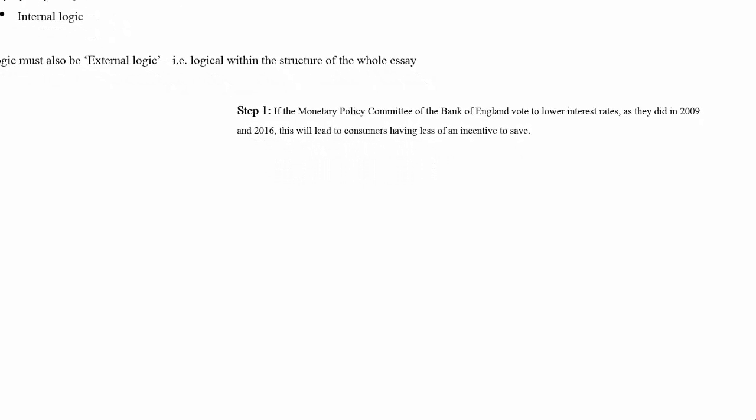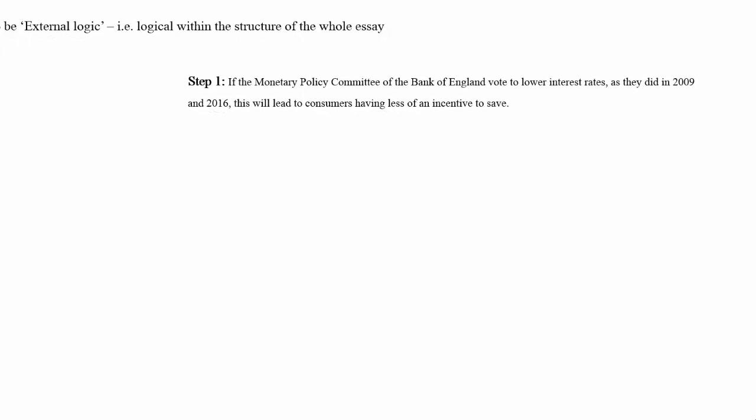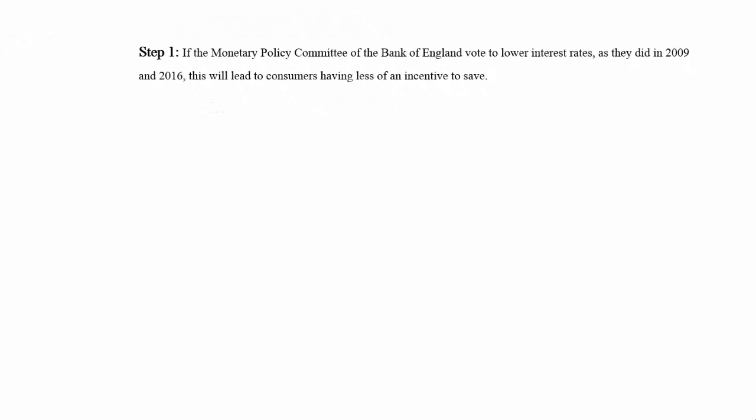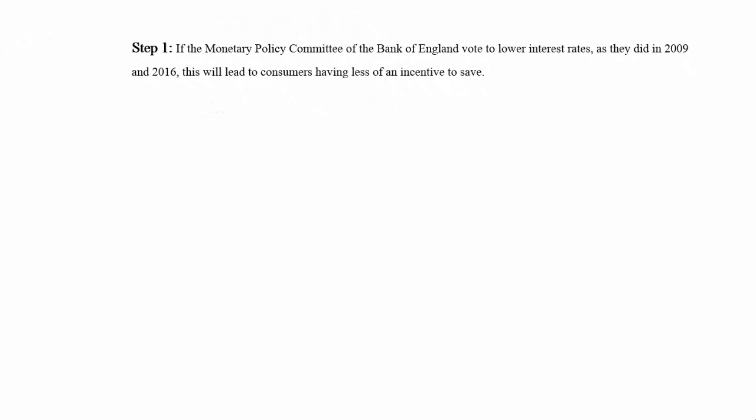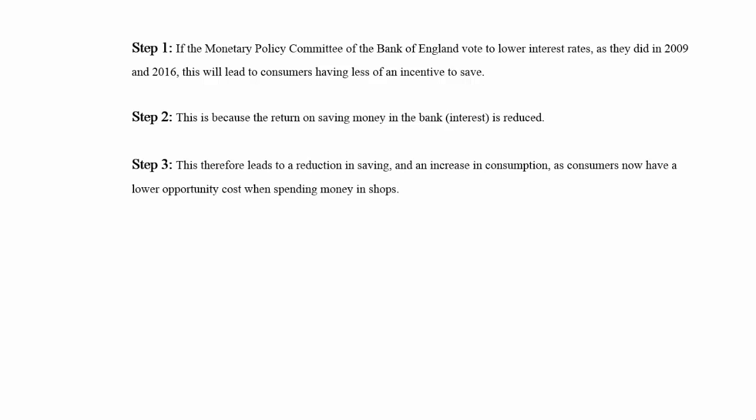So in the example we just used, we took step 1, the change in the interest rate. So that's step 1, and this is leading to consumers having less of an incentive to save. Step 2, the next logical step, will be to say why that is. So this reduction in the incentive to save is because the return on saving has fallen. Step 3 will then be to go on and say what that will cause.